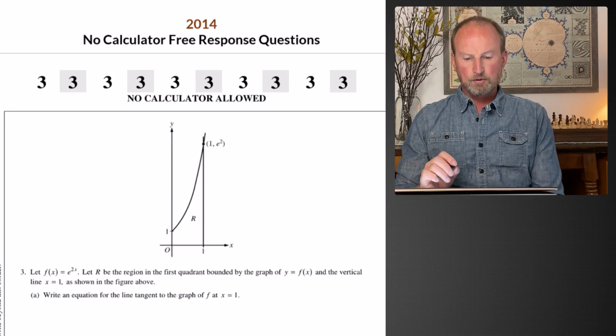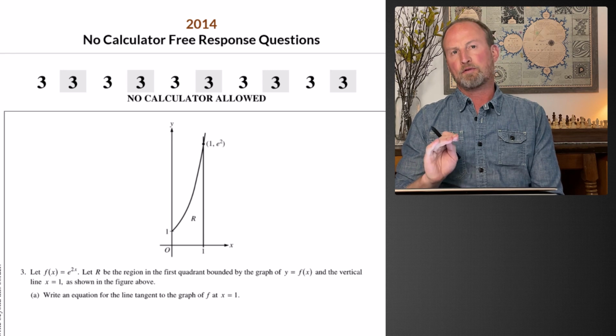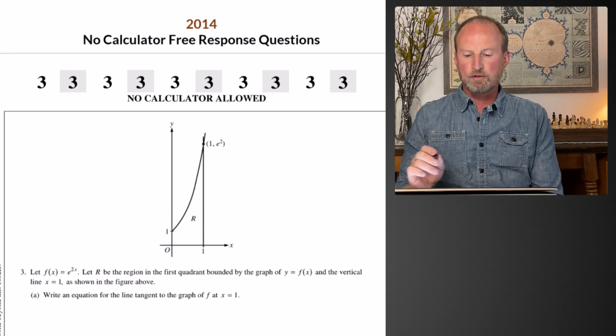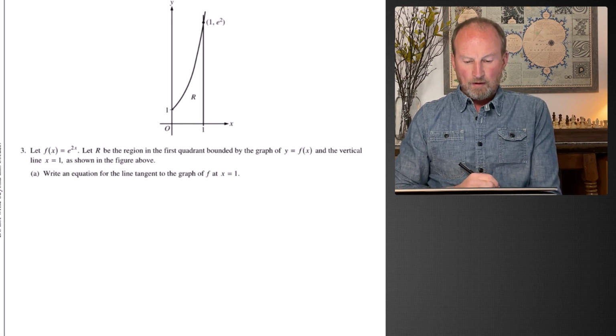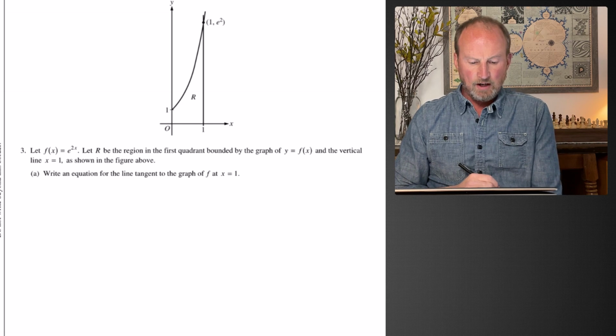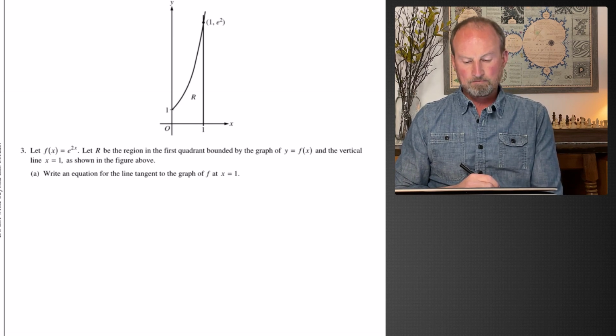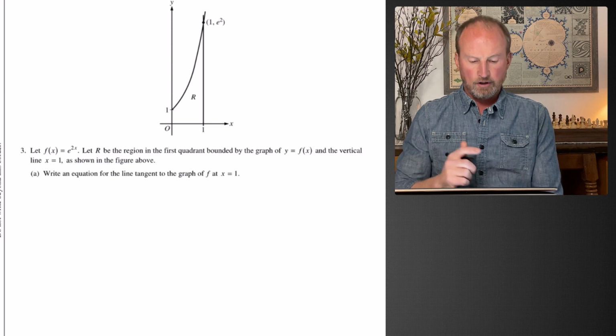So question number 3. There's going to be 4 questions, 15 minutes-ish per question. There's 60 minutes total. So let's get going. First one, we have a function given, defined as e to the 2x. We're looking at region R, and we have a vertical asymptote that helps define or bound our region.